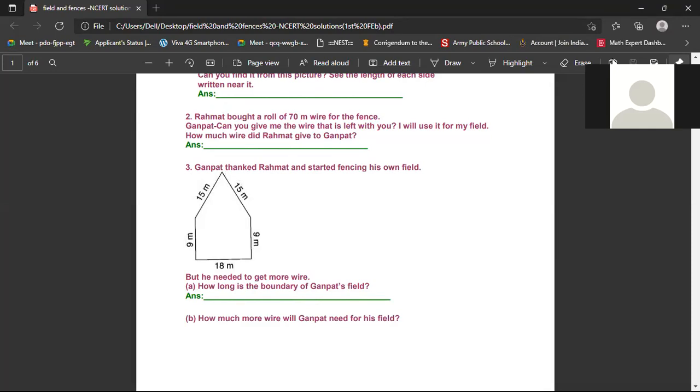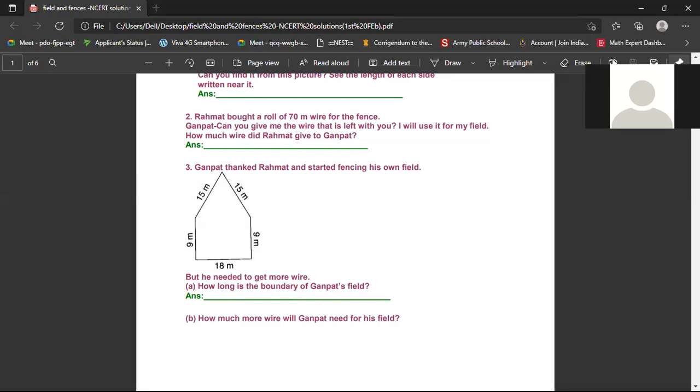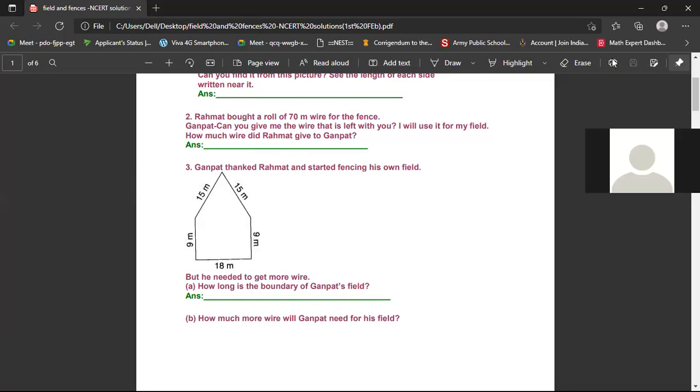Yes, sir. You just have to add. Do it in the rough paper, not in the notebook. So add everything. You are getting 66 meters. So Ganapat's field is 66 meters. He also wants to do the fencing. How much wire does he want? 66 meters. But Ramat already gave some wire to him.